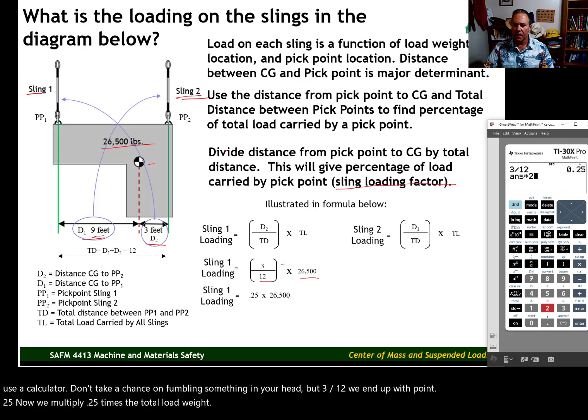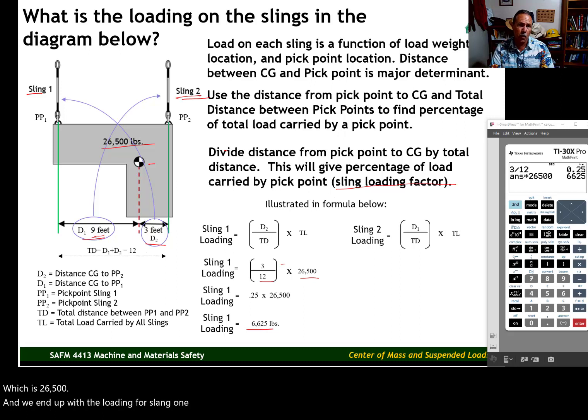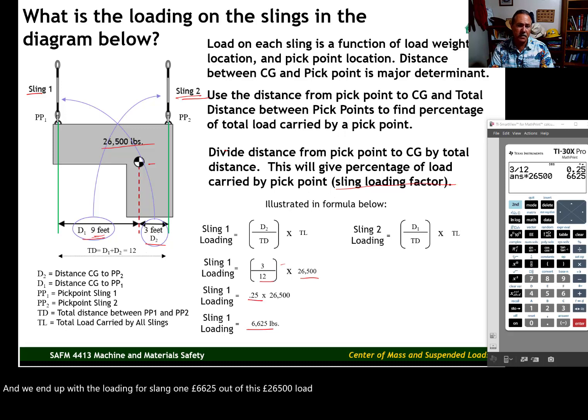which is 26,500. And we end up with the loading for sling 1, 6,625 pounds. Out of this 26,500 pound load, only 25% is being carried by sling 1 because of the position of the center of gravity relative to the different pick points.